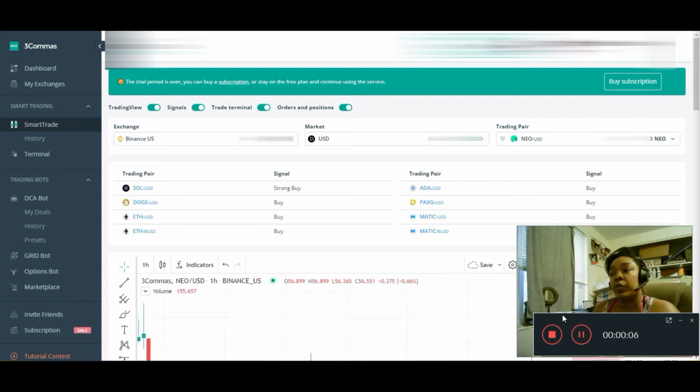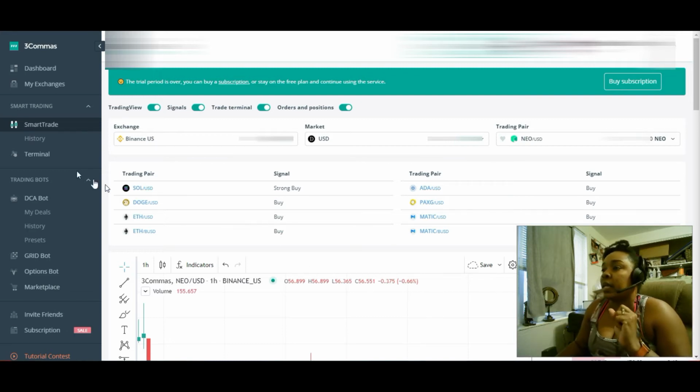You get one free smart trade if you have the free account. You can upgrade and purchase the subscription if you'd like. I only have the free one, so I do one trade a day, or one trade at a time basically. So I wanted to show you how to do it and what the benefits are of the smart trades on 3Commas. And I pulled up my 3Commas login here.